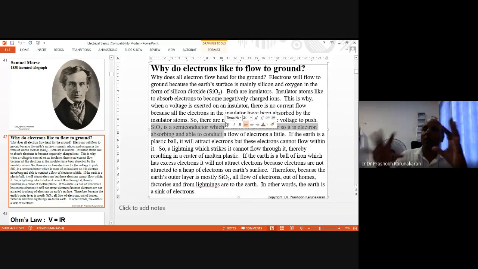So if the earth is a ball of plastic, it also wants electrons, right? Because all insulators like plastic want electrons. So lightning will still strike the earth, but the plastic atoms below the surface cannot attract the electron because it's an insulator. There's no flow between the top layer and the bottom layer. But silicon dioxide is a semiconductor, so it's not just the top that wants an electron. Even the ones below can attract lightning from the top. So the earth is a huge sink of electrons. That's why all electron flow from lightning, from power stations, all end up on the earth.